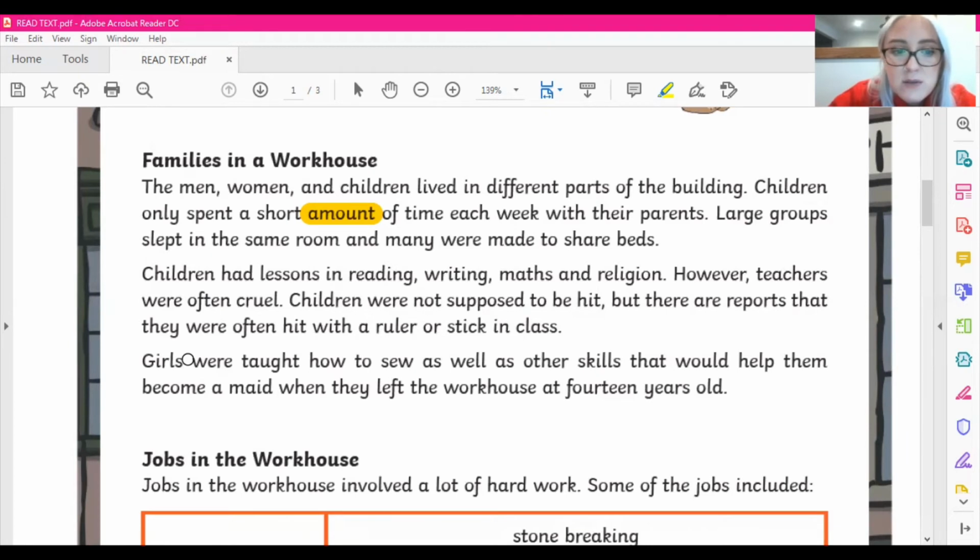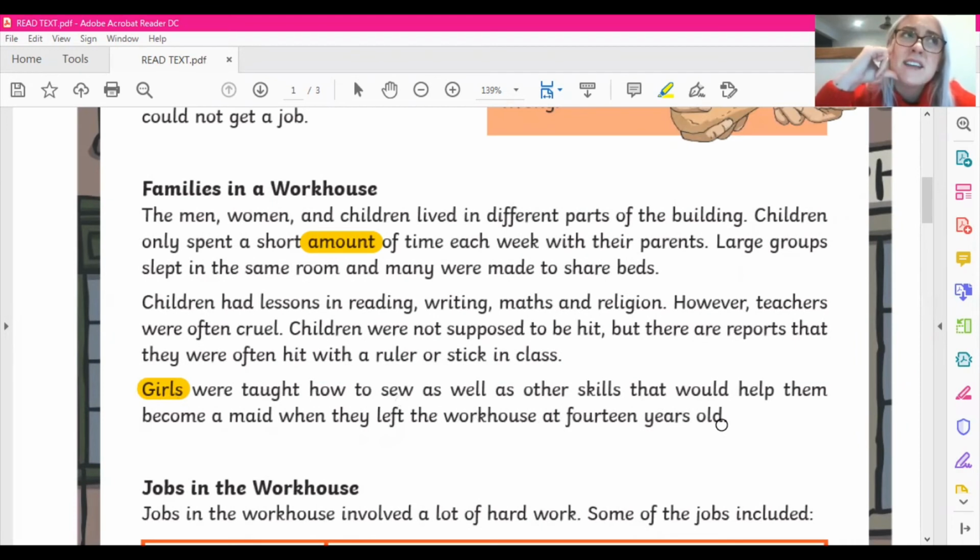Right, so I found the word girls here. It says, girls were taught how to sew, as well as other skills that would help them become a maid when they left the workhouse at 14 years old. Now, our statement said girls were taught how to cook. It's not exactly the same, but if we look carefully, it says, as well as other skills that would help them become a maid when they left the workhouse.